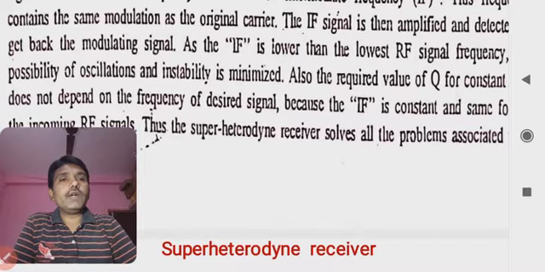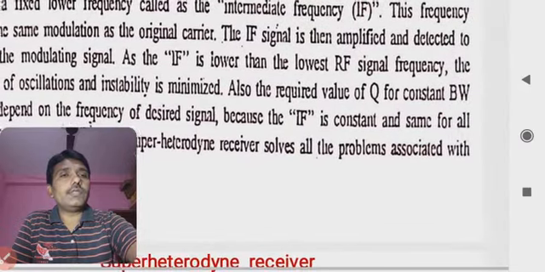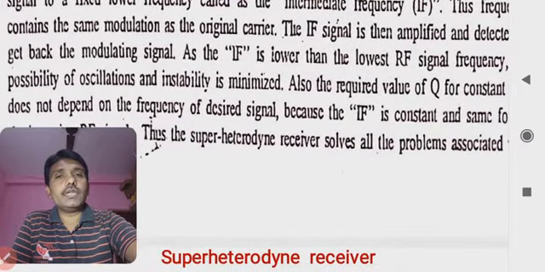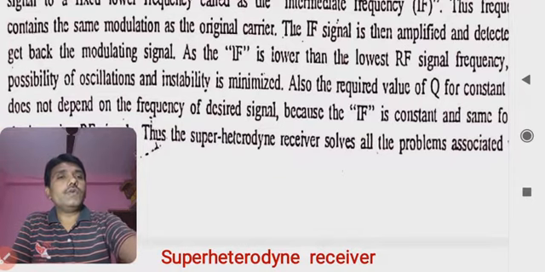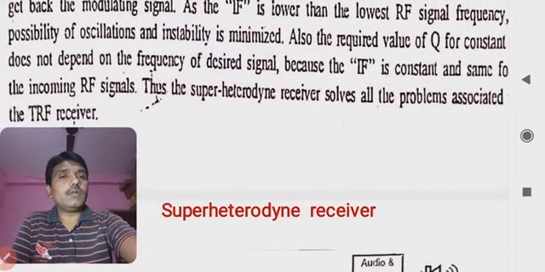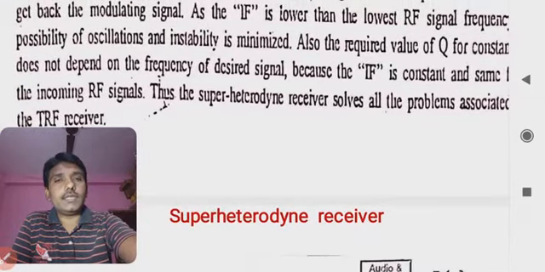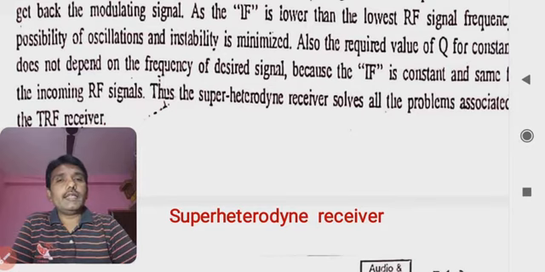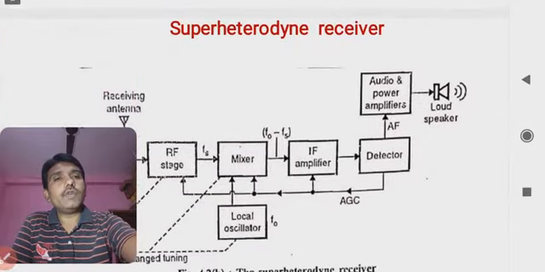And also the required value of Q for the constant bandwidth remains constant, as a desired frequency signal. Because the IF is constant, the same for all the incoming RF signals, that is going to be maintained. And this is how the super heterodyne receiver solves all the problems associated with the TRF. Let's see how it is going to be solving these problems.